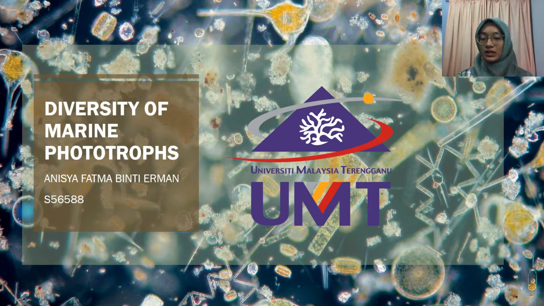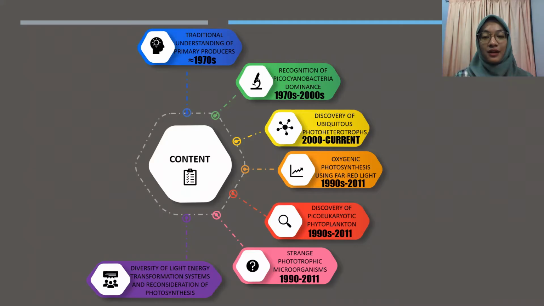So today, I'm going to talk about the diversity of marine phototrophs. There are 7 subtopics that I'm going to talk about. The first one is the traditional understanding of primary producers that people used to have until mid-1970s. The second one, recognition of PICOCYANOBACTERIA dominance, discovery of UBIQUITOUS PHOTOHETEROTROPHS, and for the timeline of 1990s until 2011, there are 3 significant findings, which are oxygenic photosynthesis using far-red light, discovery of eukaryotic phytoplankton, and the strange phototrophic microorganisms. And the last subtopic is the diversity of light energy transformation systems and the reconsideration of photosynthesis.